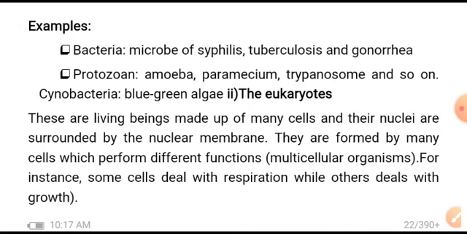Protozoans like amoeba, paramecium, trypanosome, and so on. Cyanobacteria are blue-green algae. So for prokaryotes, we have seen different features, and you have to know different examples like bacteria, protozoa, and cyanobacteria. For bacteria, there are the microbes of syphilis, tuberculosis, and gonorrhea. For the protozoans, there are amoeba, paramecium, trypanosome, and so on. For cyanobacteria, there are blue-green algae. So let us see what we call the eukaryotic cell.